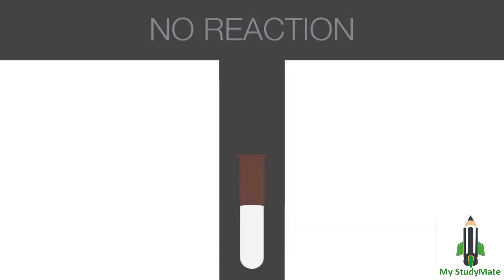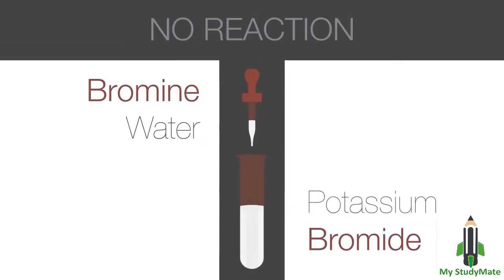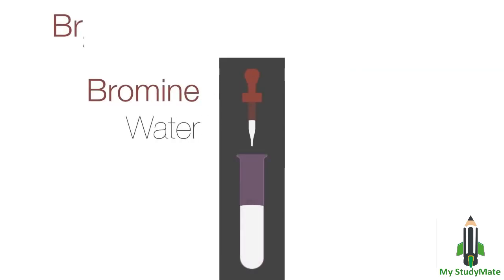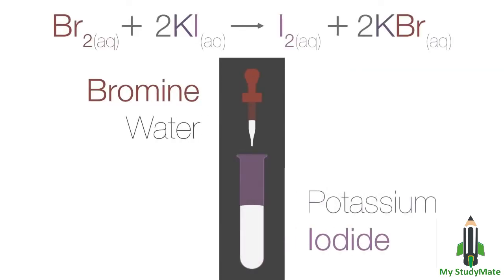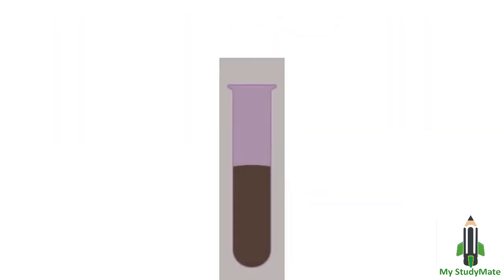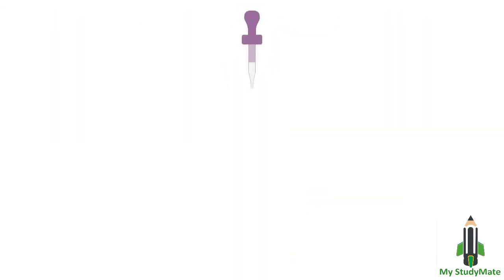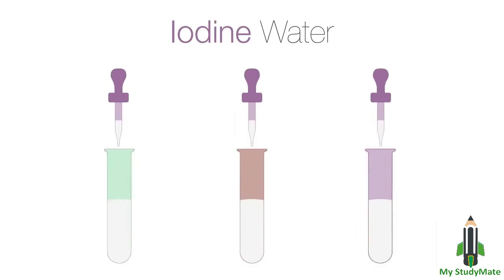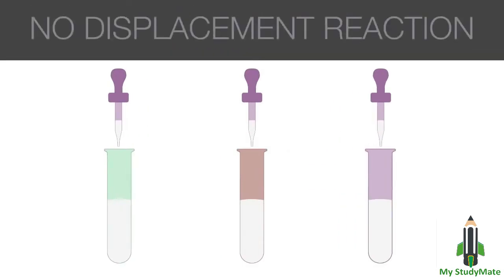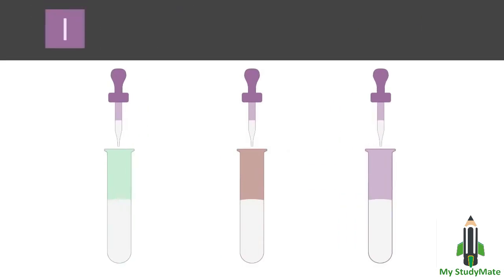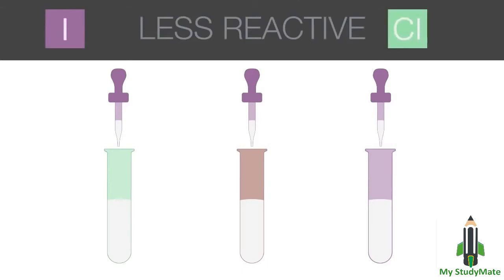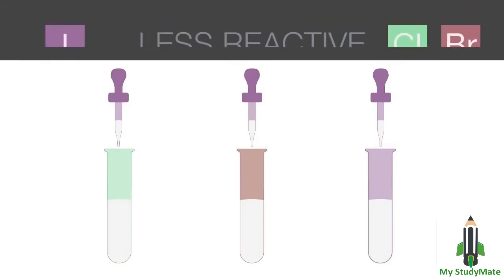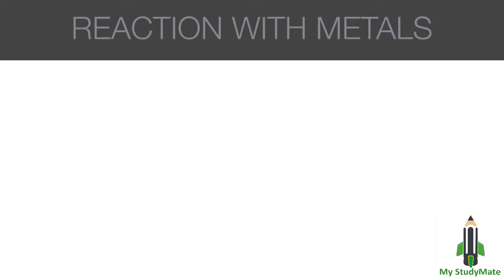No reaction occurs when bromine water is added to aqueous potassium bromide. Bromine is more reactive than iodine, so it will displace and liberate iodine in potassium iodide. Therefore, a dark brown solution is produced due to the presence of iodine. If we added iodine to the same 3 aqueous solutions, no displacement reactions occur, as iodine is less reactive than both chlorine and bromine.